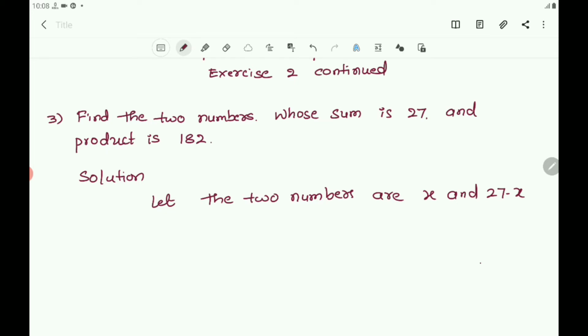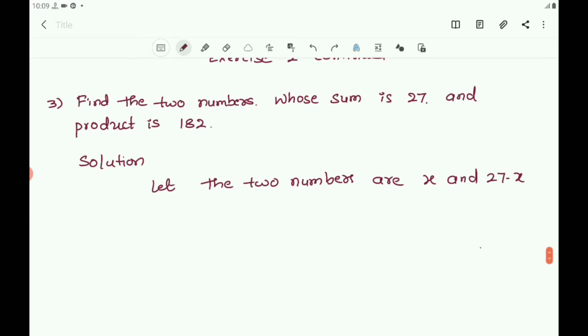Why do you have to take the other number as 27 minus x? Because their sum is 27. Here you have to take only one variable. With the help of the quadratic equation in one variable we have to find the two numbers. So if one number is x, the other number is 27 minus x because the sum of the two numbers is given, that is 27.